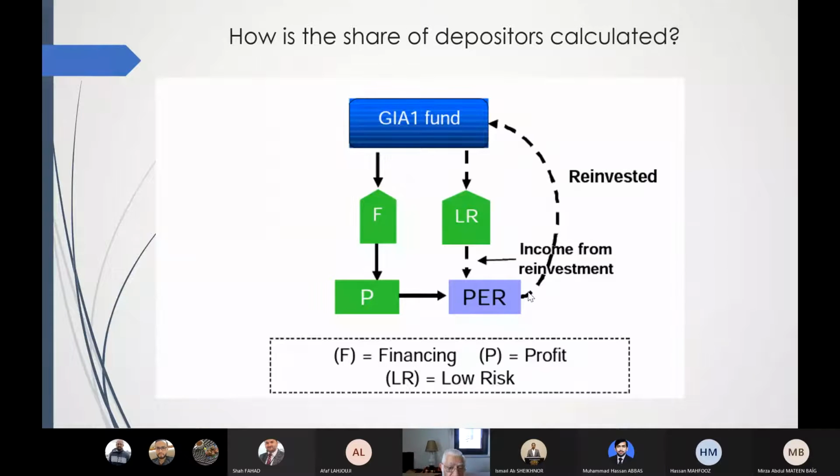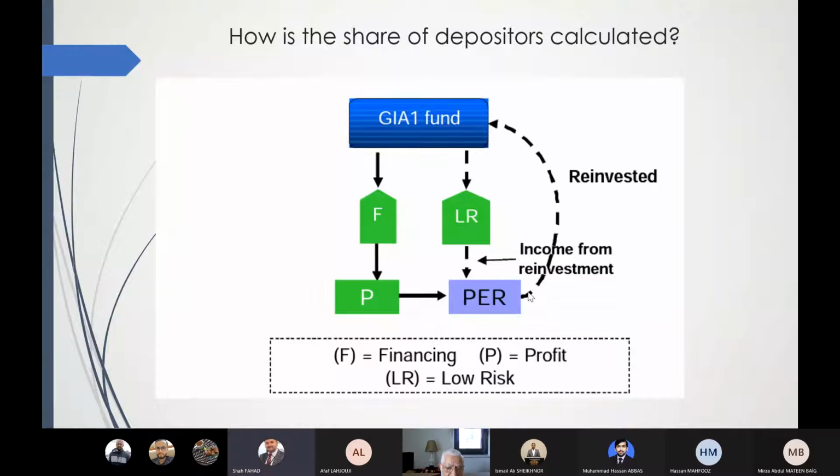Now this LR, what is the LR here? Low risk securities. But that arrow is incorrect. That arrow should come from the GIA. You see, it doesn't come from the GIA.